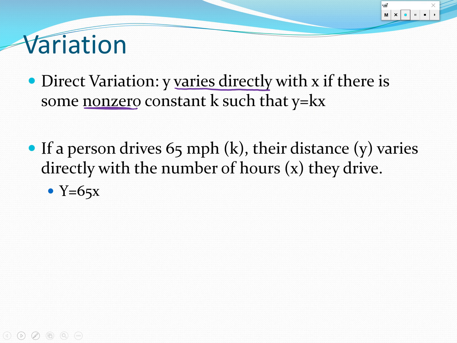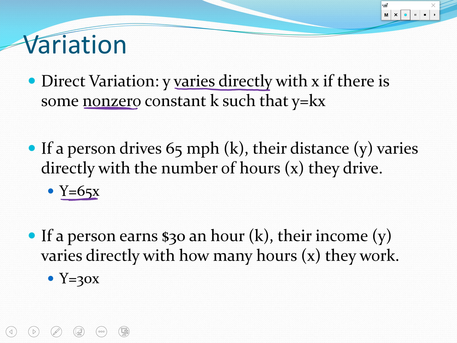So for example, if a person drives 65 miles per hour, their distance y varies directly with the number of hours x that they drive. So y varies directly with x. If distance varies directly with hours, distance is y, your hours is x. Here is what our equation would look like. Y varies directly with x. It means as x is multiplied by some constant, that results in your y variable, whatever that happens to be.